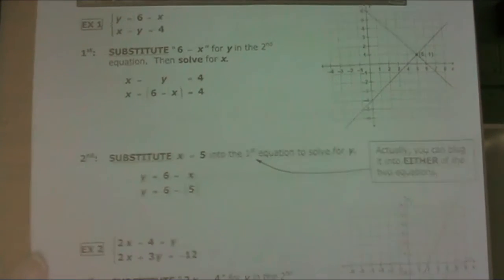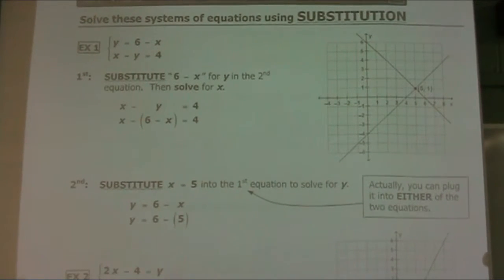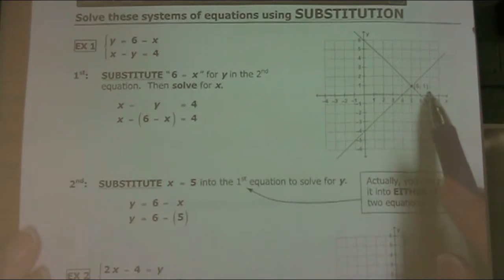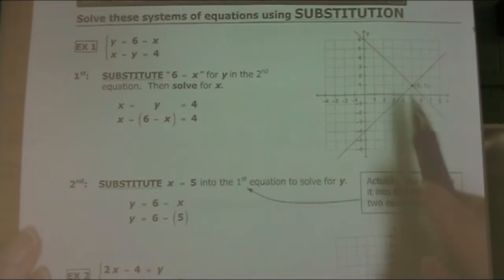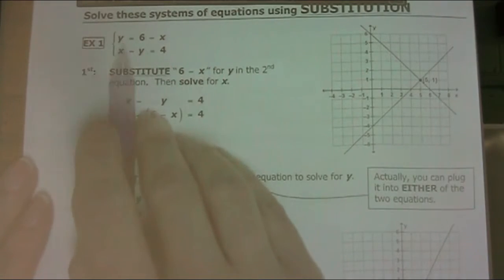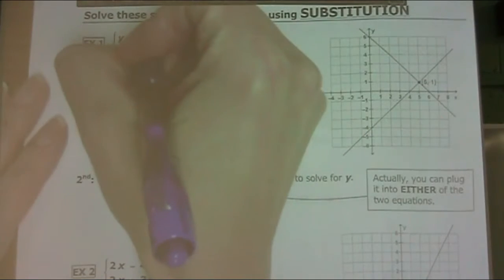And so here's my first example. And I have a system of equations. And actually, I have them graphed for you so that you can see that the point of intersection of these two lines is the point (5, 1). But we've got to go through the process of figuring that out algebraically. So the first thing we're going to do is we need one of our equations to either be y equals or x equals. In this case, I've got a y equals. And it happens to equal this, 6 minus x.